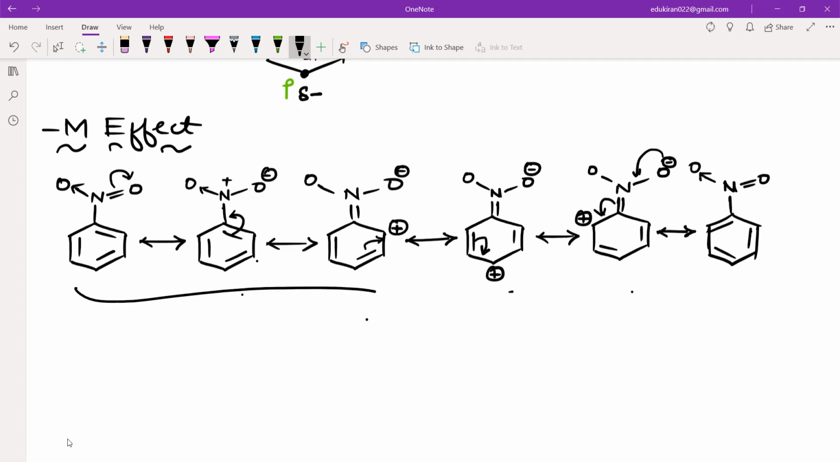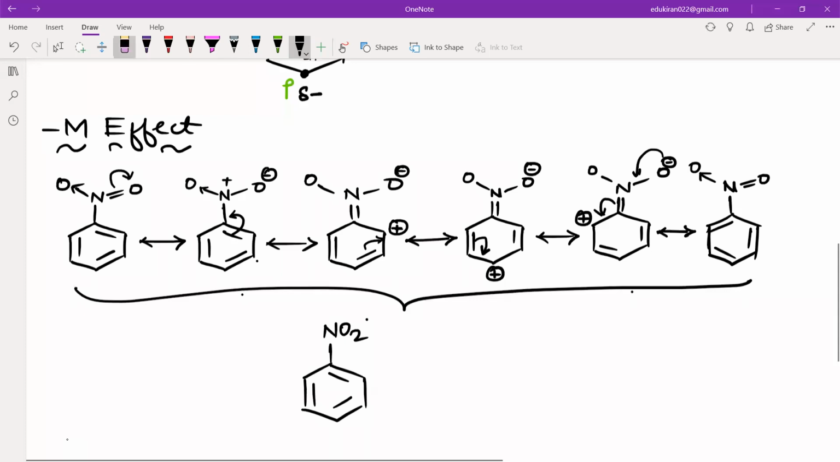Okay. Now, if I want to draw the resonance hybrid structure, it will be something like this. That NO2 is there. Okay, sorry. Wait a second. Yeah, sorry. Okay. So this will be a partial double bond. This will be a partial double bond. And we can say that we will have a delta positive in the ortho and para positions, right?